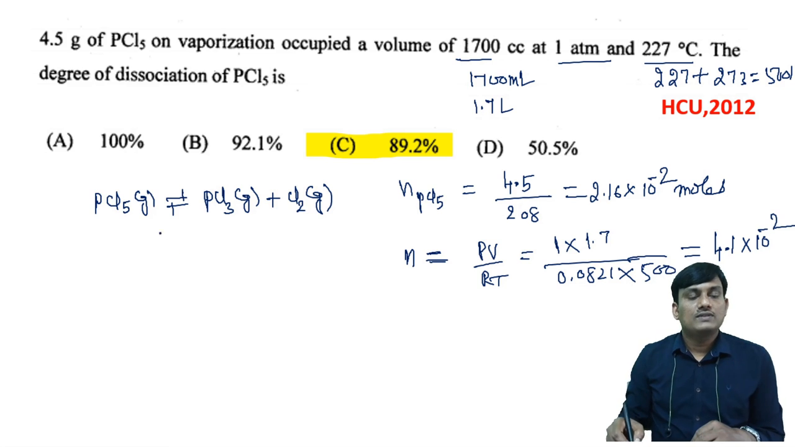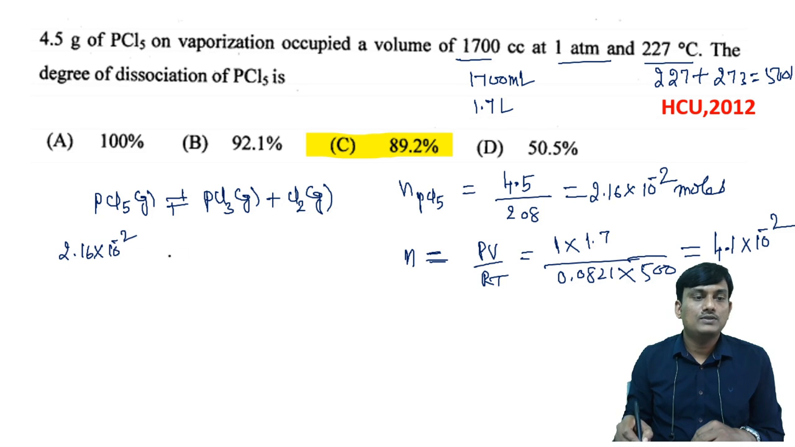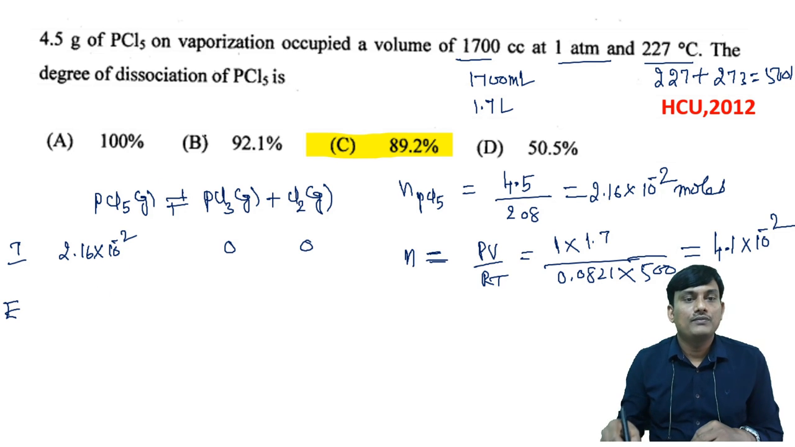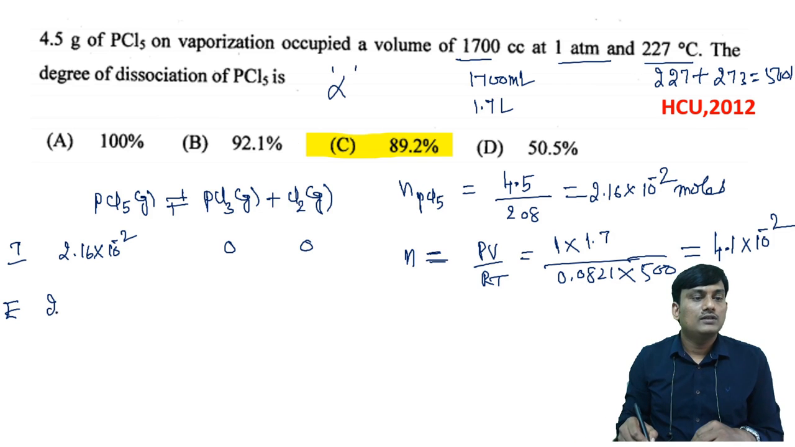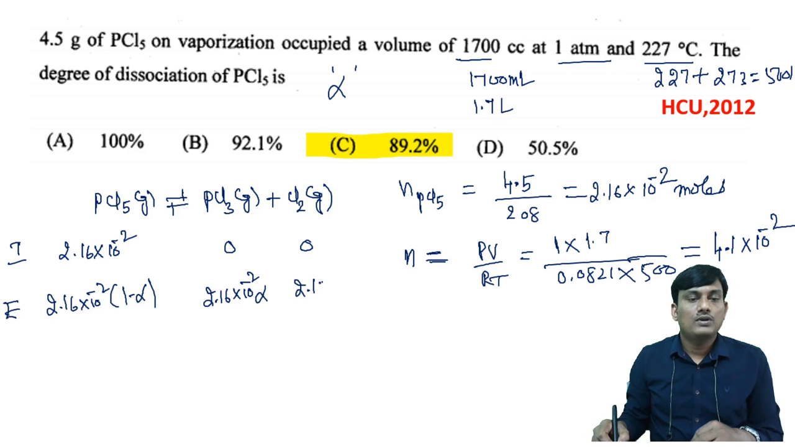So the initial concentration is given. What is the initial concentration of PCl5? PCl5 is 2.16 into 10 to the power of minus 2, and 0 and 0 for the products. This is initial. And at equilibrium, after the degree of dissociation is alpha, it will be 2.16 into 10 to the power of minus 2 into (1 minus alpha), then 2.16 into 10 to the power of minus 2 alpha, and 2.16 into 10 to the power of minus 2 alpha.